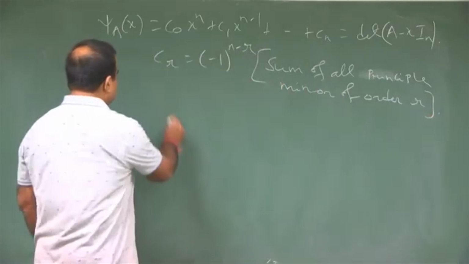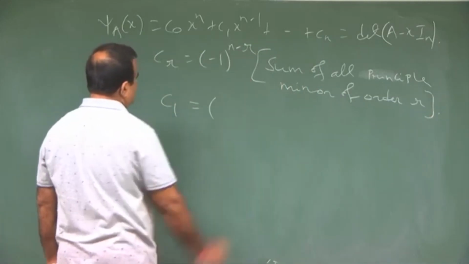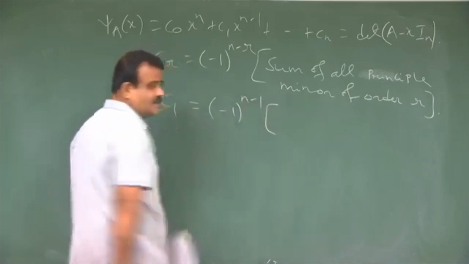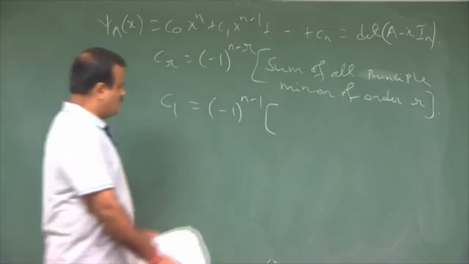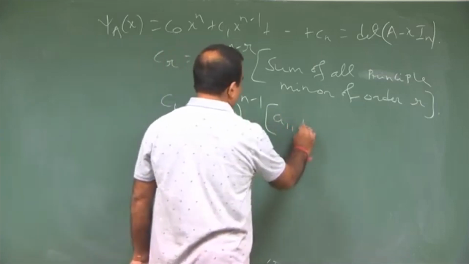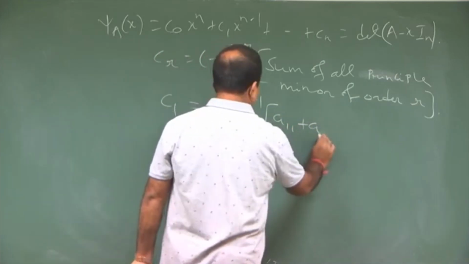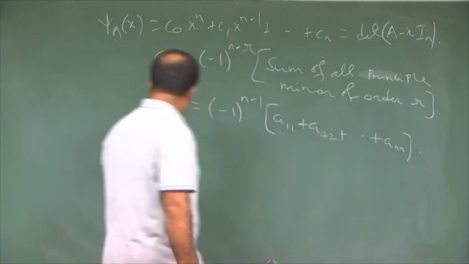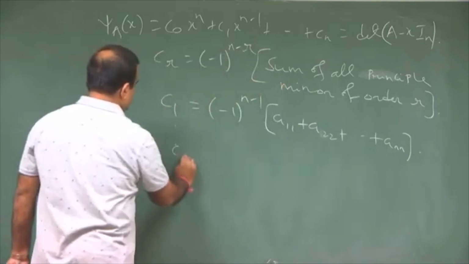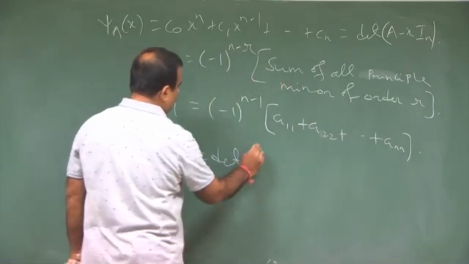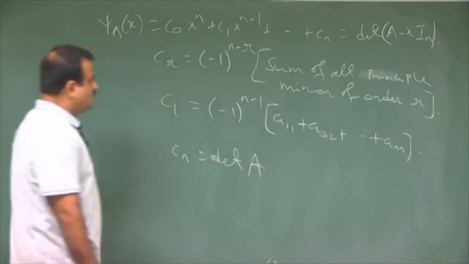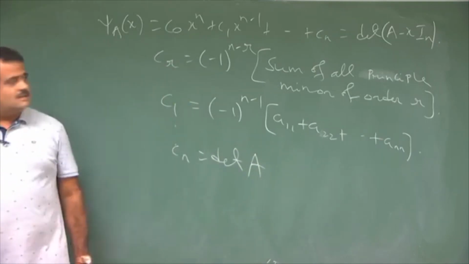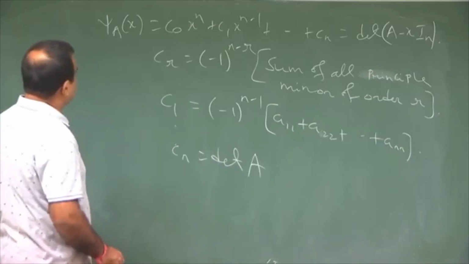Okay. And we have seen C 1 is nothing but minus 1 to the power n minus 1 times the trace of the matrix, because the principal minors of order 1 are A 1 1, A 2 2, up to A n n. And what is C n? C n is the determinant of A, that is the principal minor of order n.